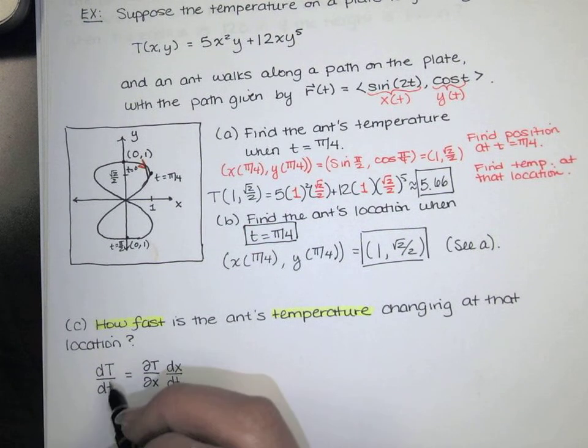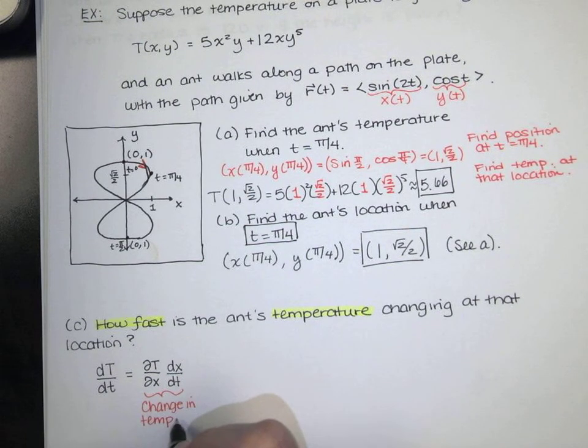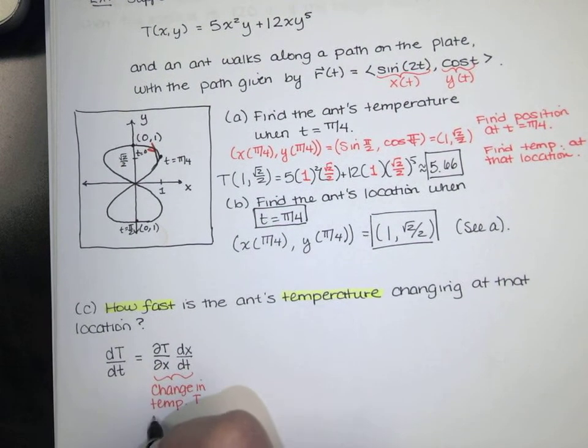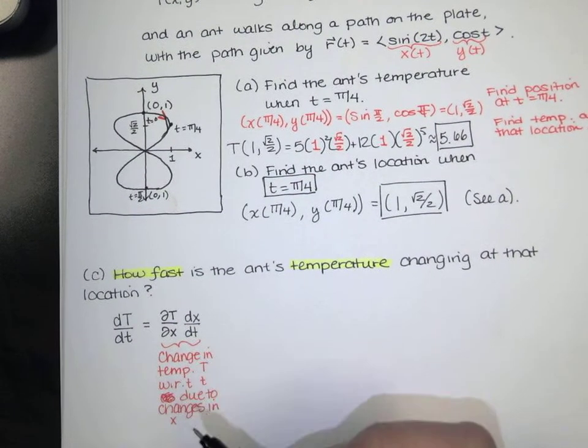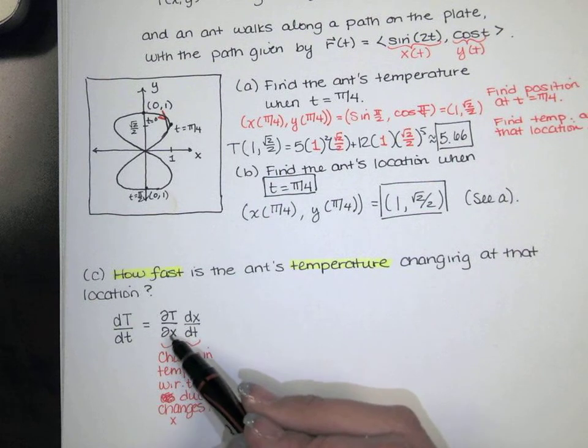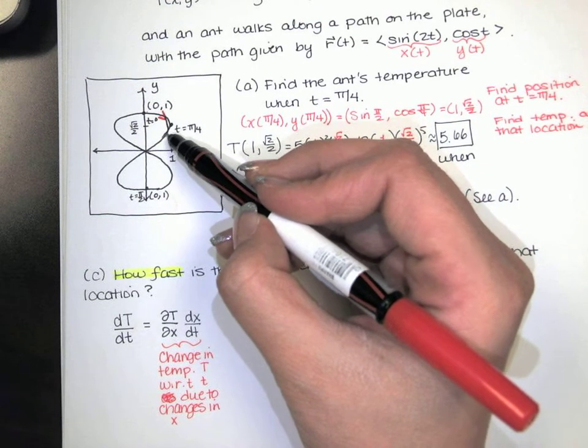So this is giving us the change in temperature with respect to time due to changes in x. So as x changes, the change in temperature with respect to time is going to be given by the change in temperature with respect to x times the change in x with respect to time.